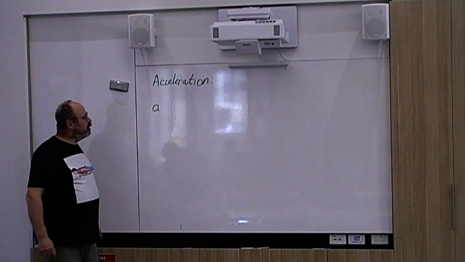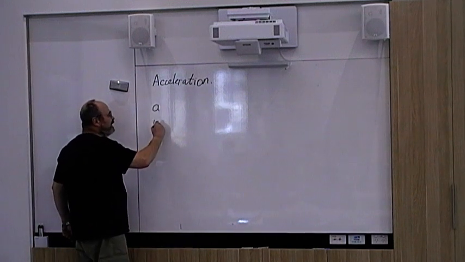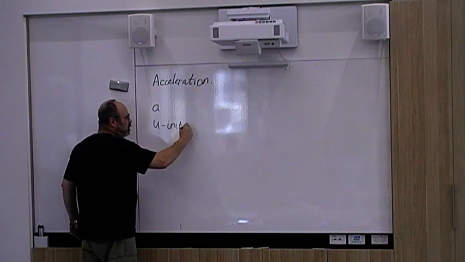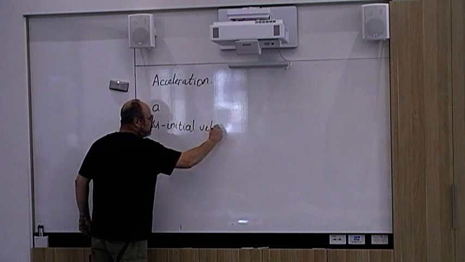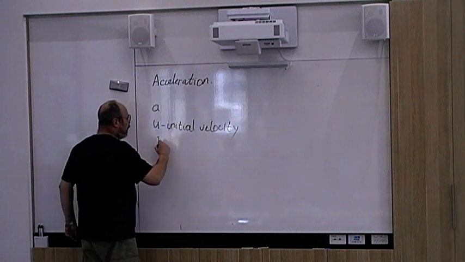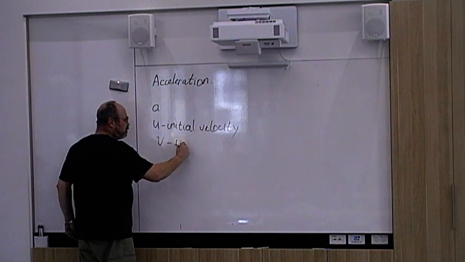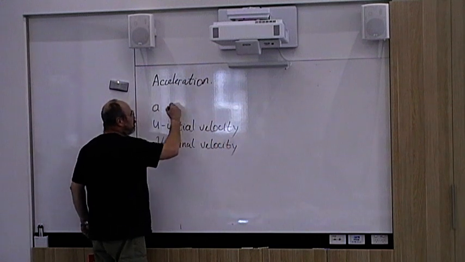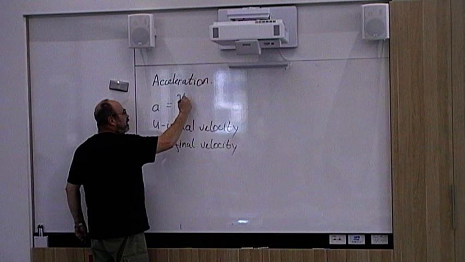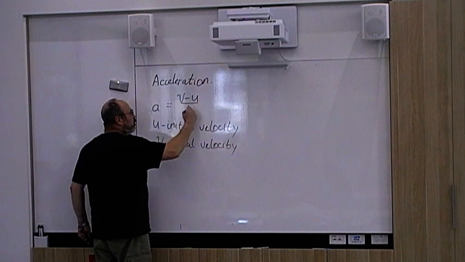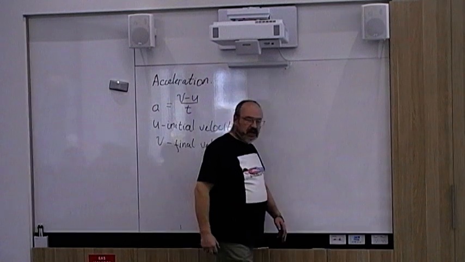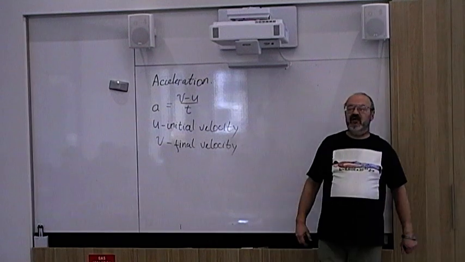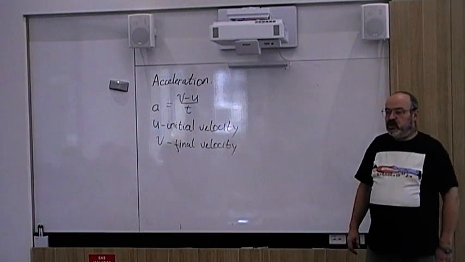So let's use u for initial velocity. Initial means at time equals 0. And v for final velocity. So acceleration will be equal to the rate of change of velocity. Final minus initial will give us how much the velocity changed, and divided by time will give us the rate of change of the velocity.